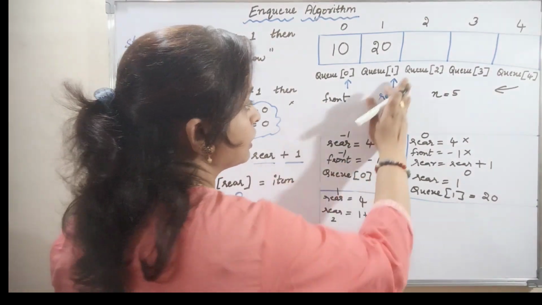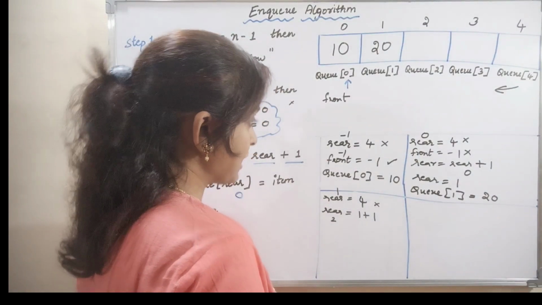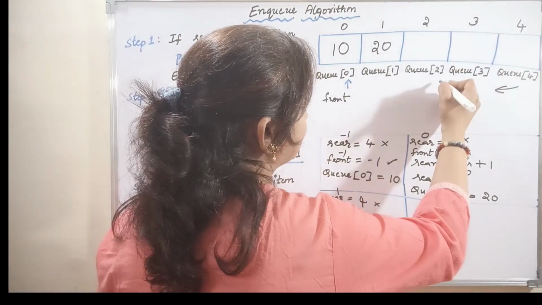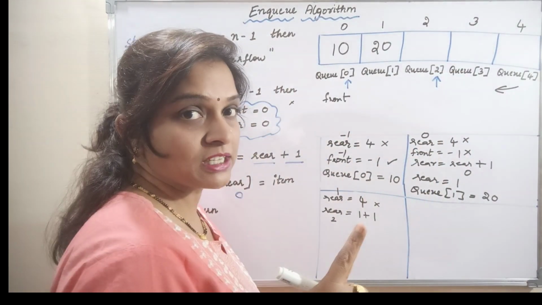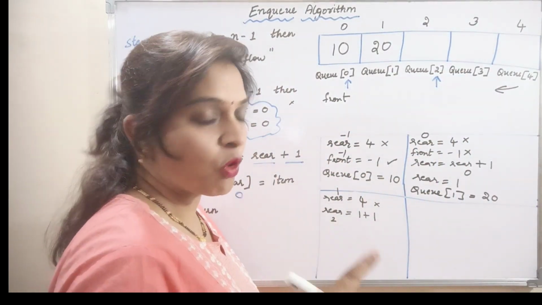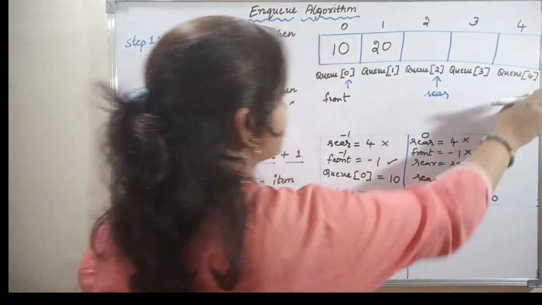Rear is 2. So now rear is pointing to the next position. So I am incrementing the rear pointer. See here, when the rear pointer gets increased, it is always an insertion operation, enqueue operation. So rear is 2.